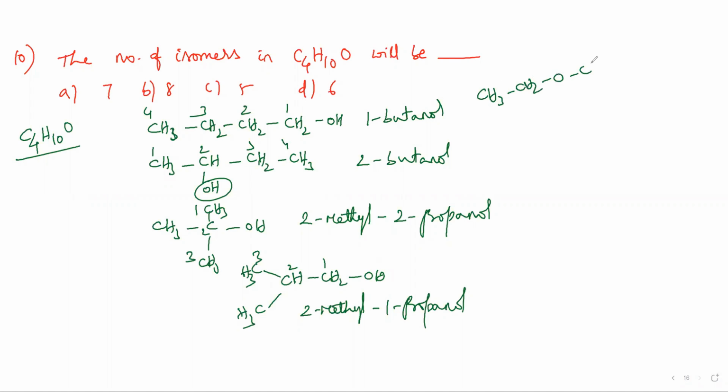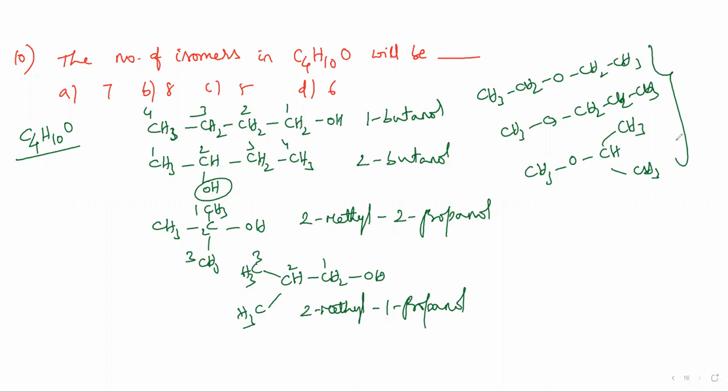CH3, CH2, O, CH2, CH3. CH3, O, CH2, CH2, CH3. There is one more ether, the isopropyl group. This is one more. So total 3 ethers. Here total 4 alcohols. So total 3 plus 4, total isomers will be 7, right? So this is how you can calculate the number of isomers for a given molecular formula.